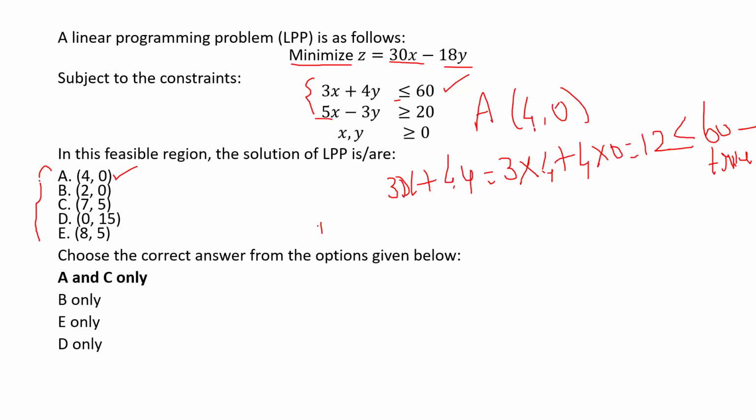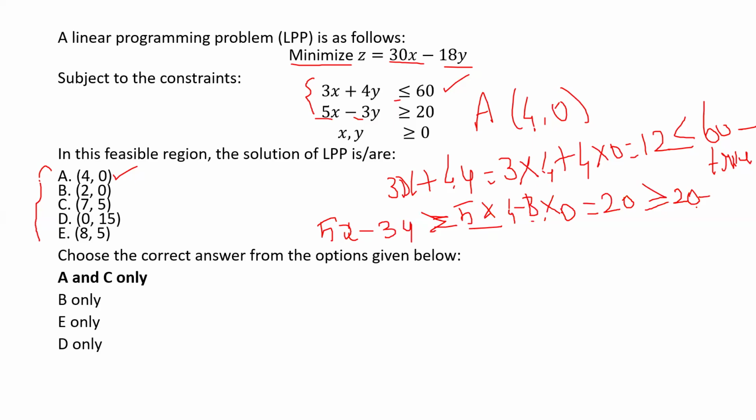Next one, I'm going to apply this equation. 5x minus 3y greater than or equal to 20 they have given. Let me see now. First 5x, 5 into 4 minus 3 into 0. So 5 into 4 is 20. 3 into 0 anyway is 0 only. Now greater than or equal to 20. So this is also true because 20 equals 20. So we can move on to the z value.